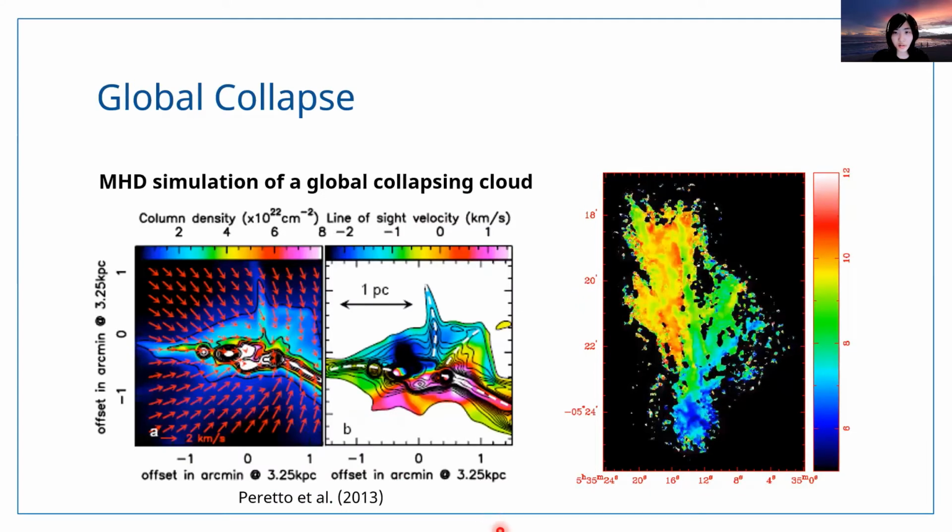Here is the result of an MHD simulation of a global collapsing cloud. From the result, we can also see there are sharp boundaries of velocity changes that divide the cloud into several regions, and all these regions converge to the high mass core at the center. Comparing with our moment one map, our radial velocity structure is consistent with the one predicted by the simulation of a global collapse scenario. So we can expect that the OMC1 region should also be globally collapsing and forming high mass stars at the Orion KL.